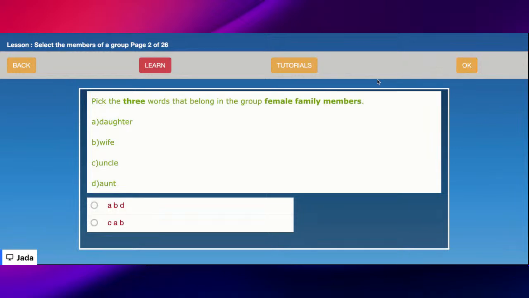Okay. Three words that belong in the group female family members. So female family members. You can literally just choose one or two. Choose one or two. Just let us know.